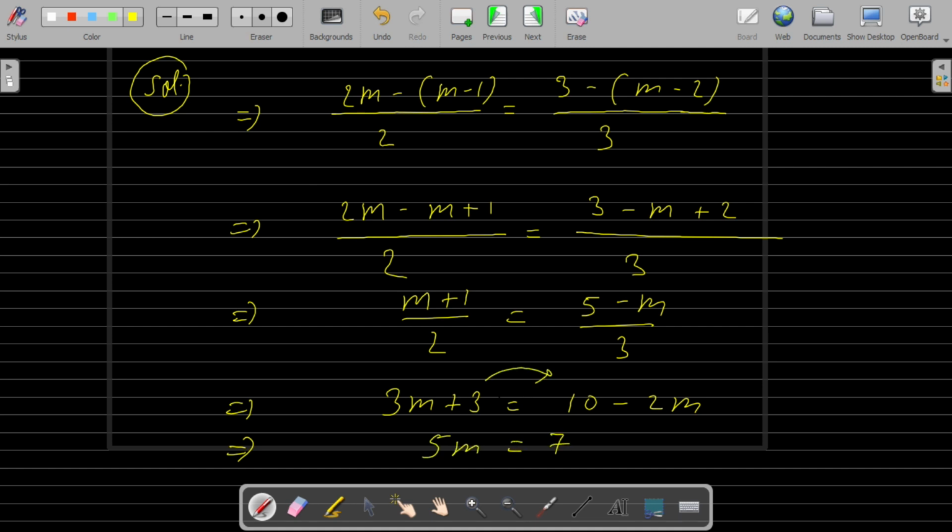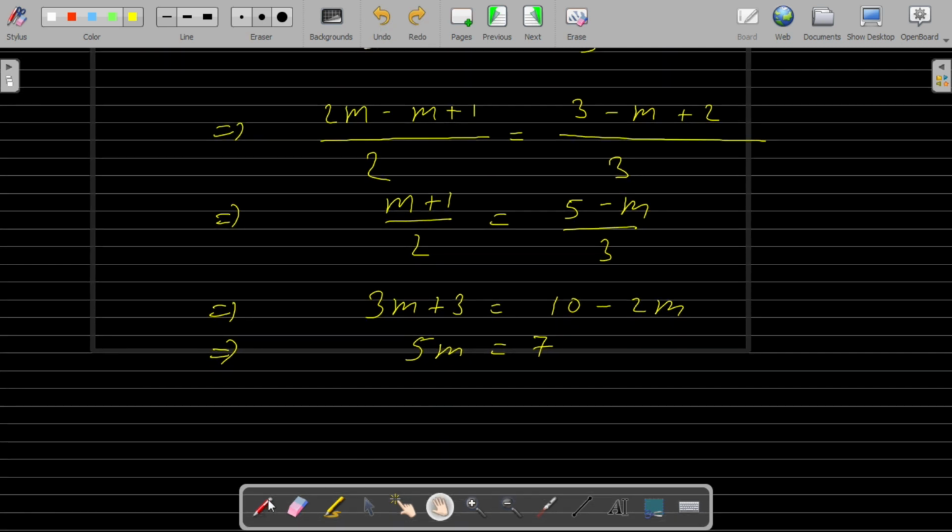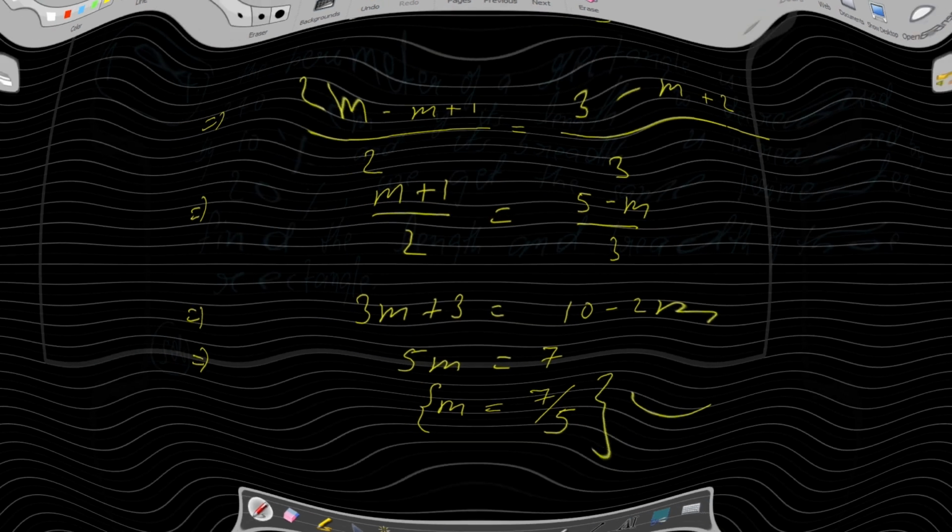I will transfer this 3 here, and 3 will be in minus, so 10 minus 3 equal to 7. Okay, now the value of m will become 7 upon 5. You can check the answer in Ashfaq's guide. This is the correct answer. I have checked it. Okay.